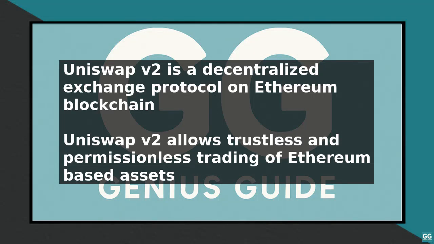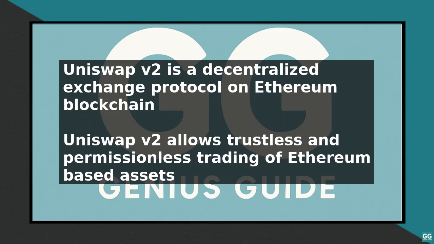Welcome to this comprehensive guide on best practices for Uniswap v2, a popular decentralized exchange protocol on the Ethereum blockchain. Uniswap v2 allows users to trade Ethereum-based assets in a trustless and permissionless manner. To start, it is essential to understand the key concepts of Uniswap v2.